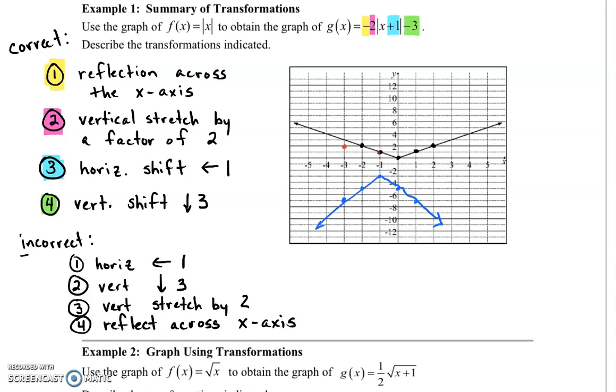If I do that to the next one, left 1, down 3, multiply that by 2, and then reflect it across the x-axis. For 0, left 1, down 3, multiply it by 2, and then reflect it across the axis. So here is what I get if I do the order that way.